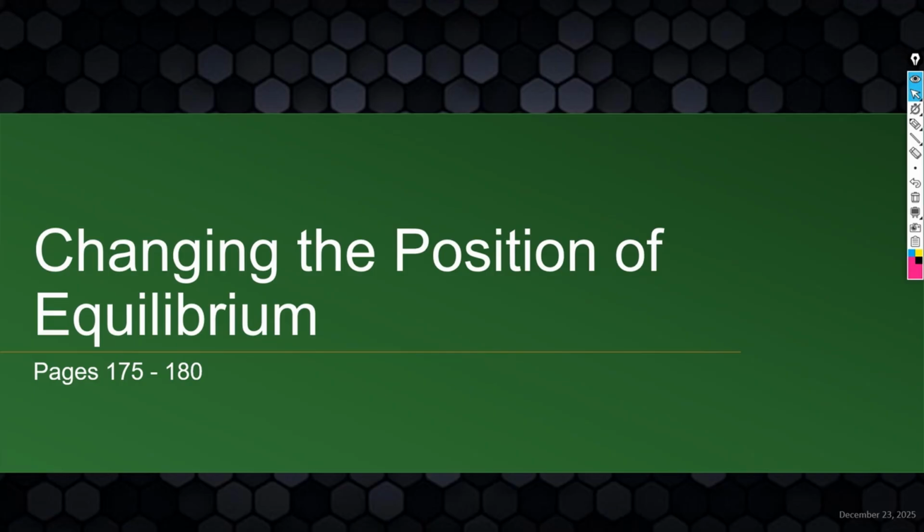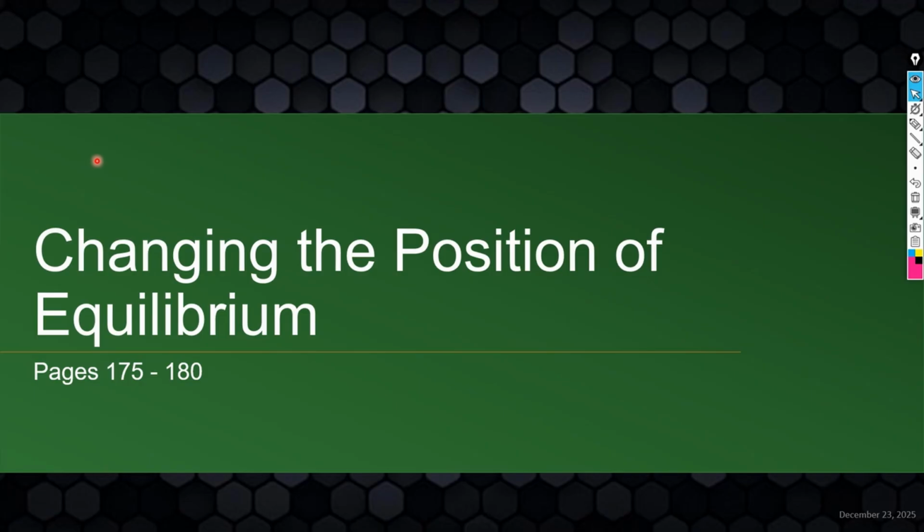In this video, we're going to look at chapter 8, section 2, which is going to focus on how the position of equilibrium can change. So we talked about equilibrium and what it is, and the fact that it is a reversible reaction that will eventually reach a state where the forward and reverse reactions are happening at the same rate, and the concentrations of the reactants and products are constant, but that can actually change.